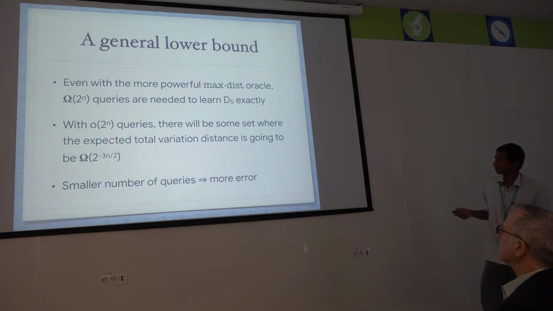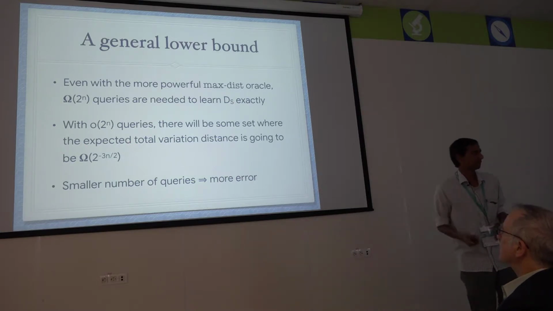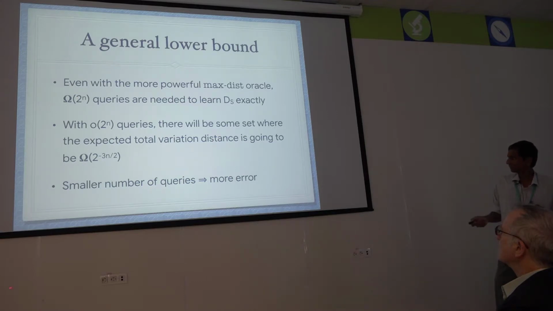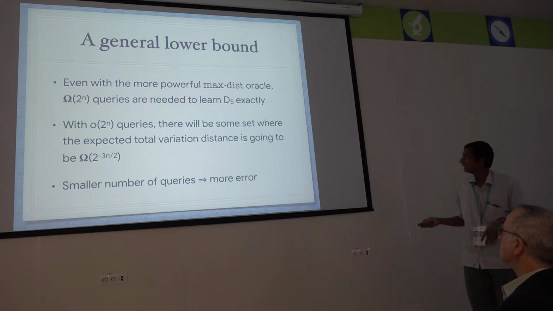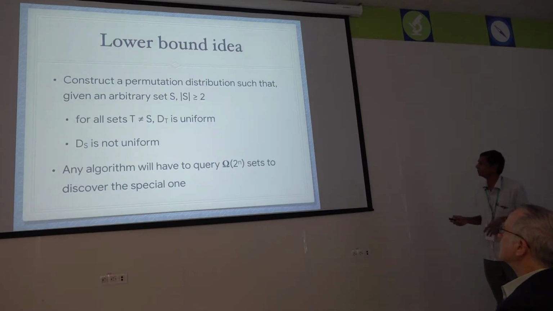So in other words, what we show is that with a sub-exponential number of queries, there will be some set where the expected total variation is going to be large. Okay. And in fact you can trade off between the number of queries here and the error you get. So this is just as an example. And the construction actually is quite simple.